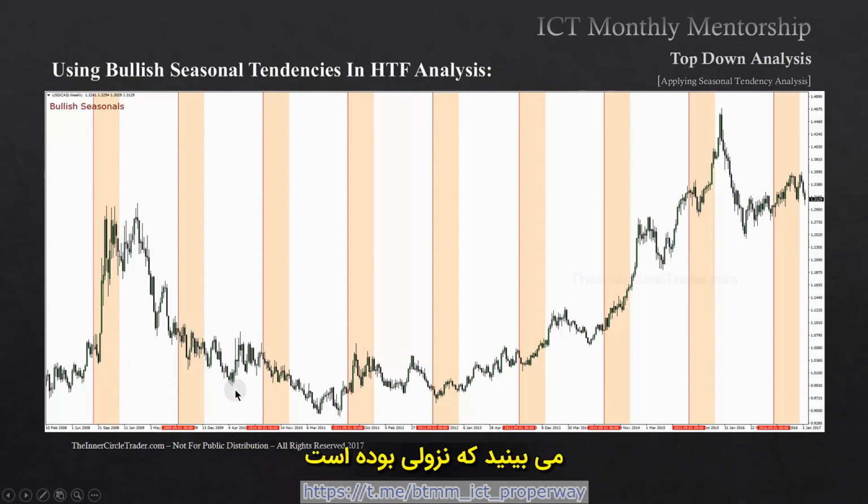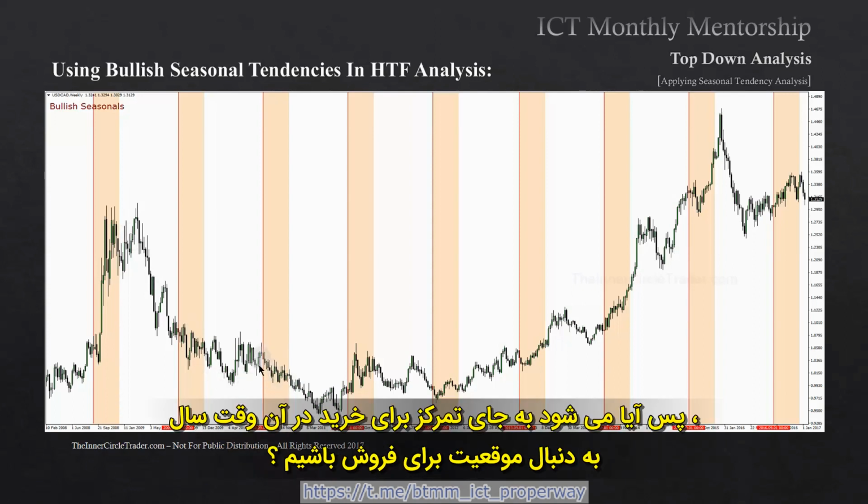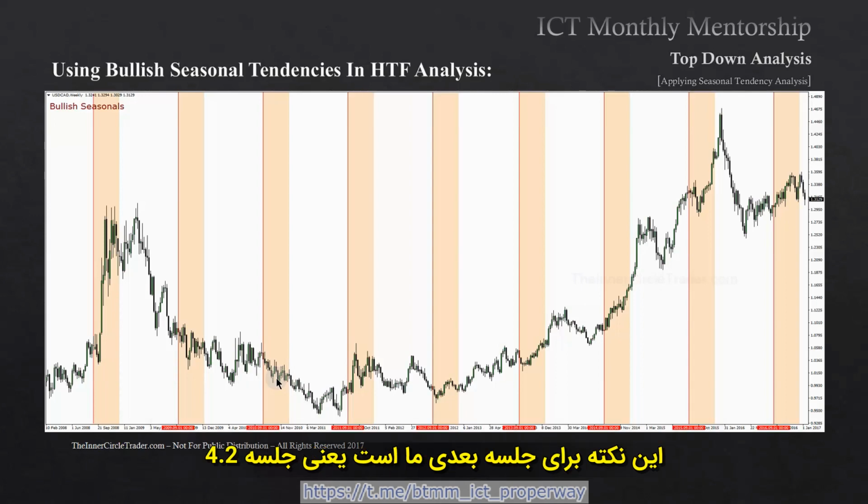Bearish. It's been going lower. So would you be focusing on buying that time of year versus looking for opportunity to be a seller? There's a hint for the next tutorial, 4.2.